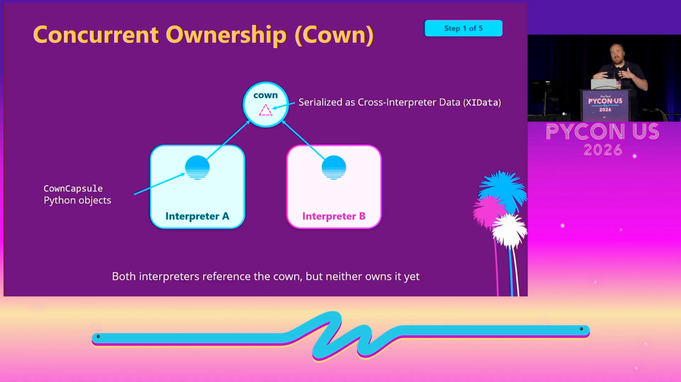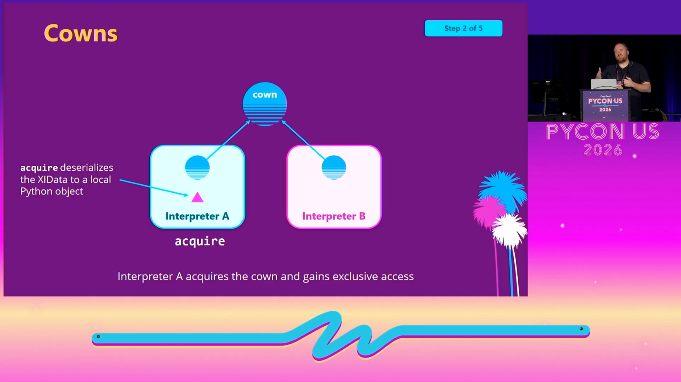And the idea is that each of the interpreters might have a cone capsule object, even as many of those cone capsule objects as needed, that reference that cone, but none of them really do anything until that cone's acquired. So let's say that interpreter A acquires the cone. A couple things are going to happen. First off, interpreter A gets unique temporal ownership of that cone. Nobody else can do anything with that cone at the moment because interpreter A has acquired it.